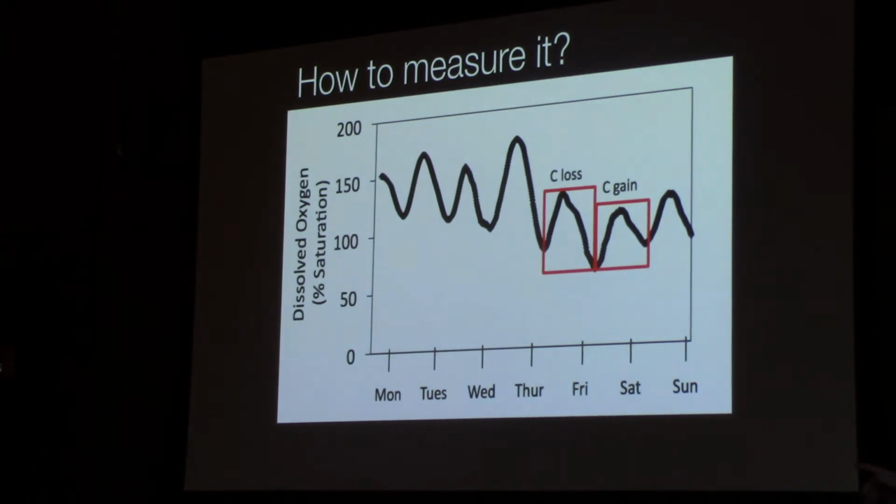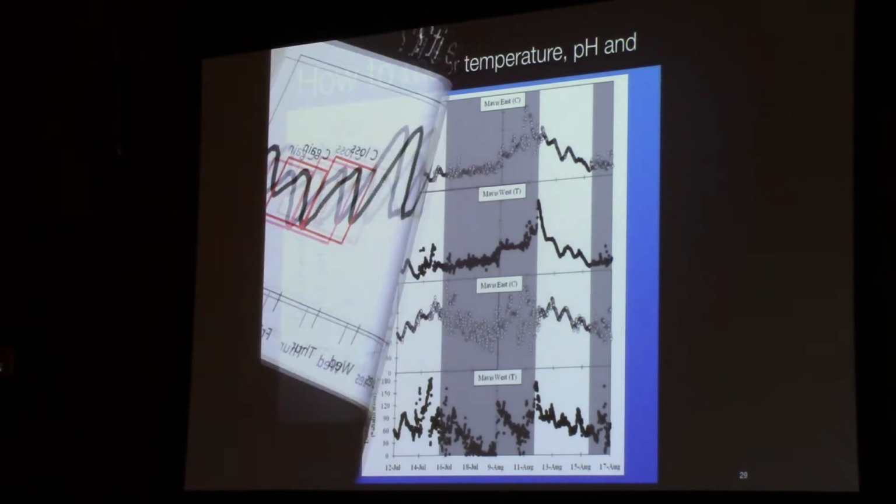And this is how we do it. So dissolved oxygen: you can look at the changes in oxygen and relate that back to the CO2 that's being produced during the nighttime, and then the CO2 that's being taken out during the daytime. So the peaks and valleys on those curves. And if you look at the real data, they kind of look like this.